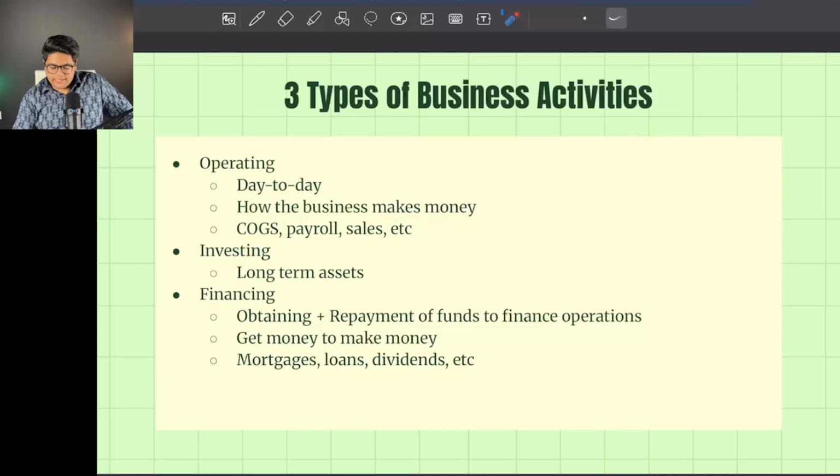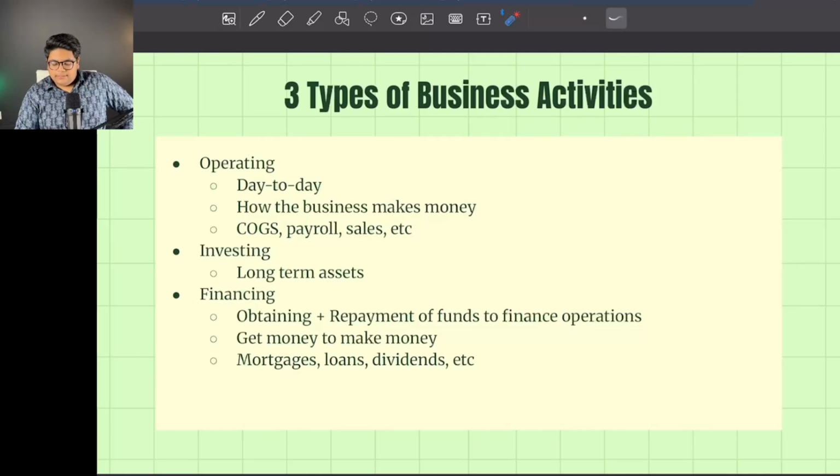All right, so there are mostly three types of business activities. Number one is the operating activity. These are the day-to-day expenses and revenues of the business, and it's basically how the business makes money. For example, Walmart is basically buying stuff and reselling it. So the whole nature of Walmart is to buy things and resell them. So COGS is going to be part of their operating expenses. They want to pay people to sell stuff, so payroll. They're also going to have sales, etc.